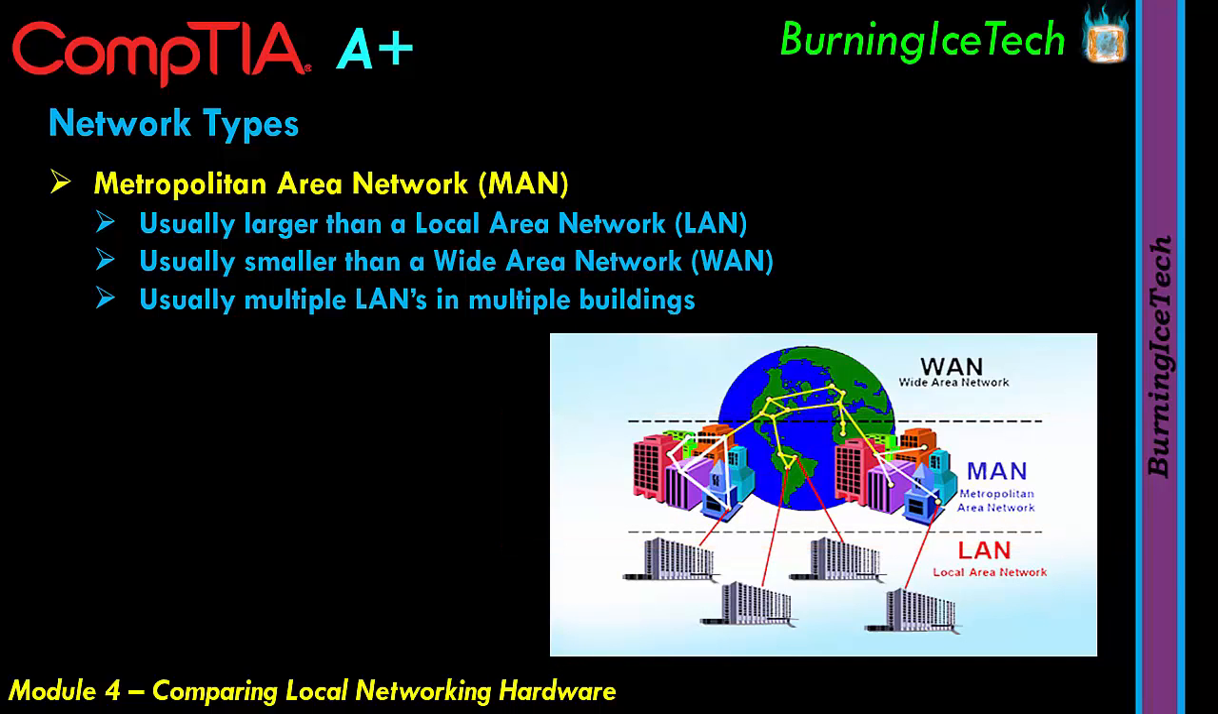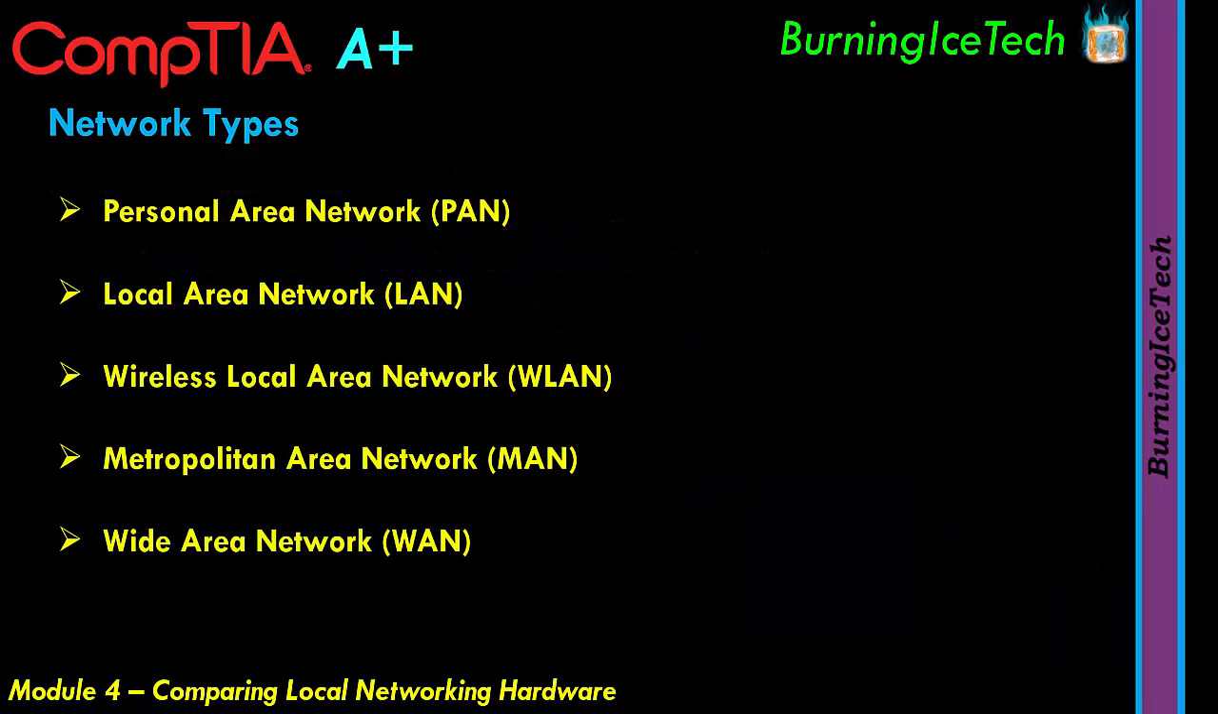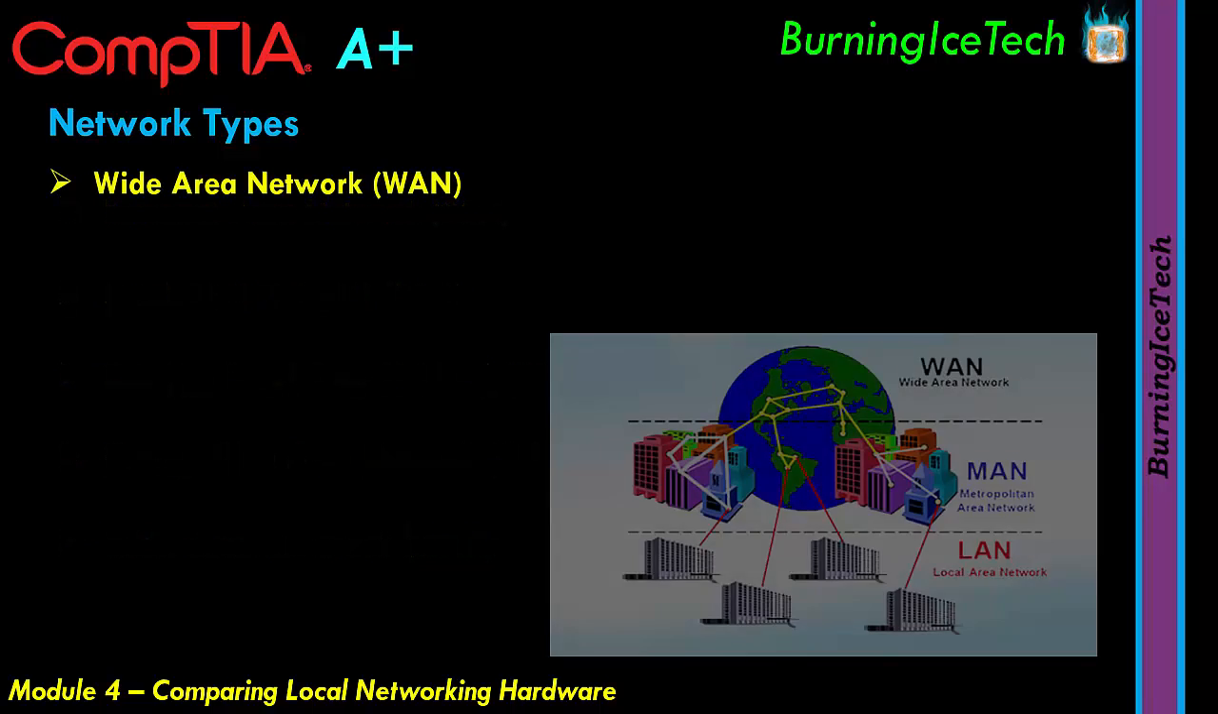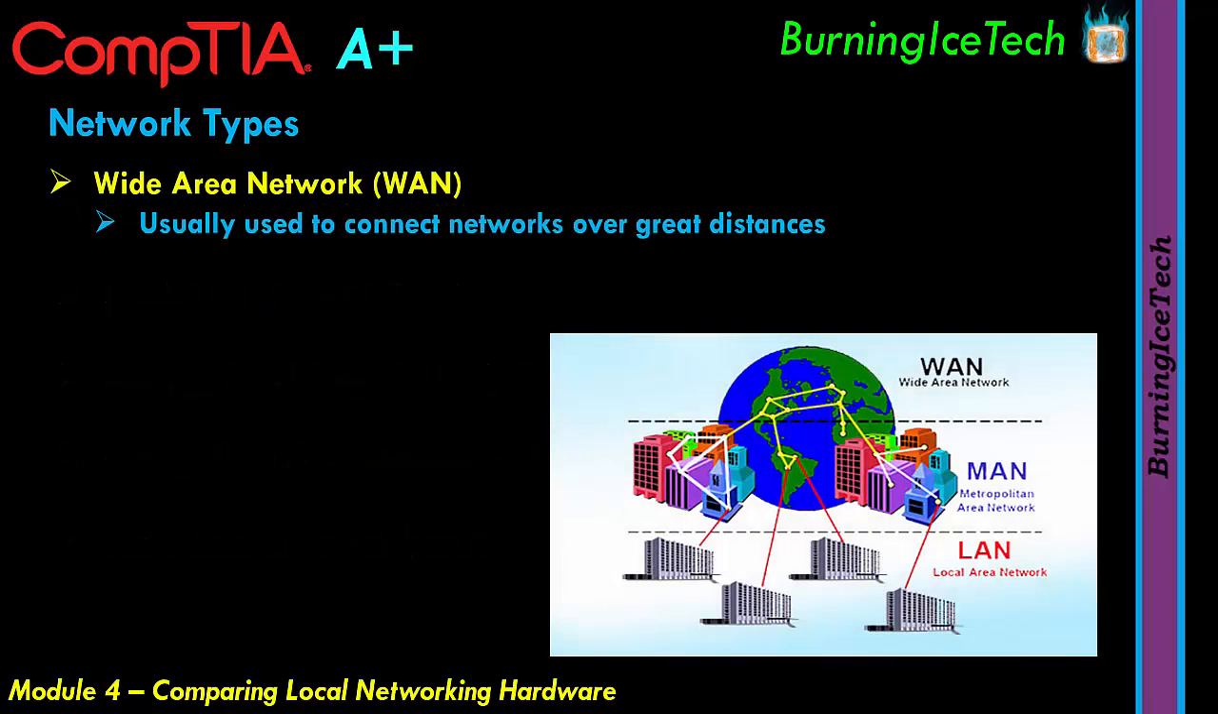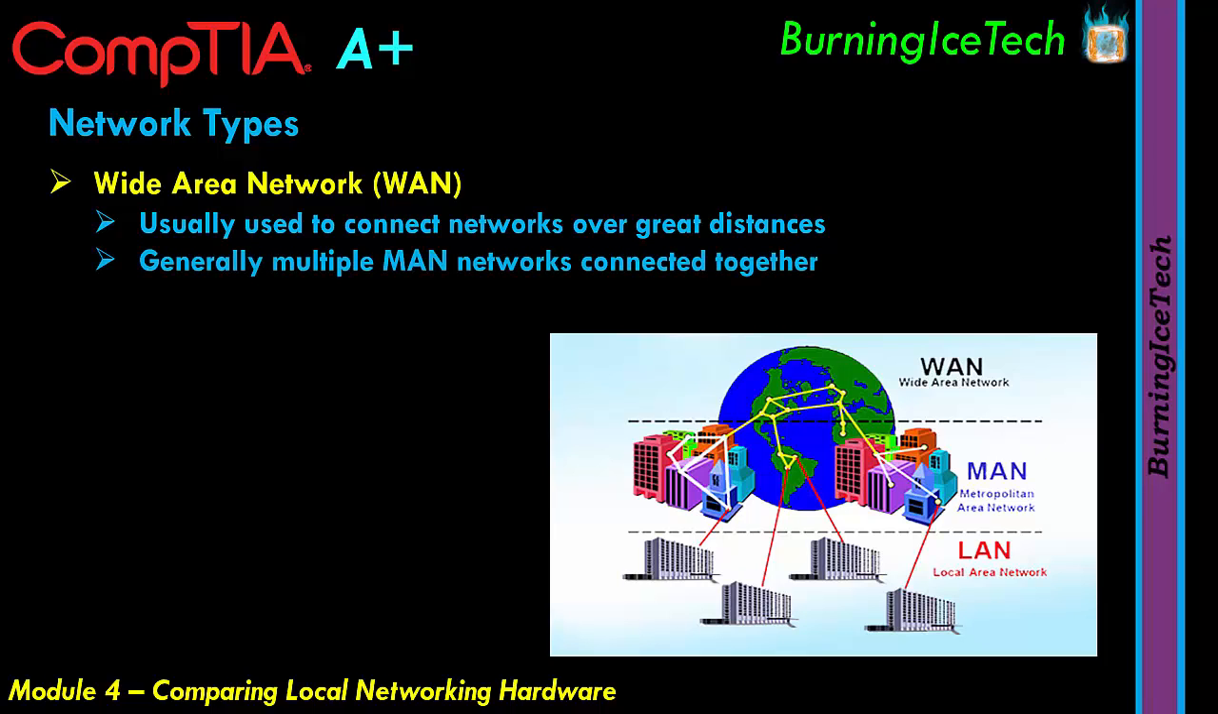Now going back to that list once more, we can move on to the last one there, which was WAN, wide area network. A wide area network is usually used to connect networks over great distances. To be honest with you guys, this can very often be different countries. So this could be multiple MANs. Previously, we just spoke about MANs.